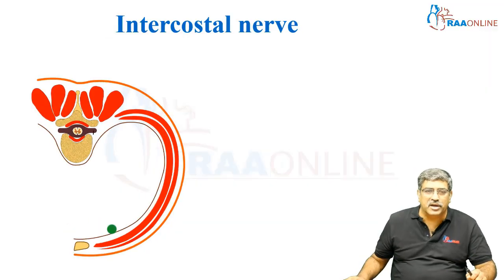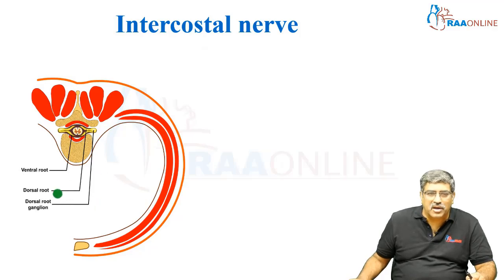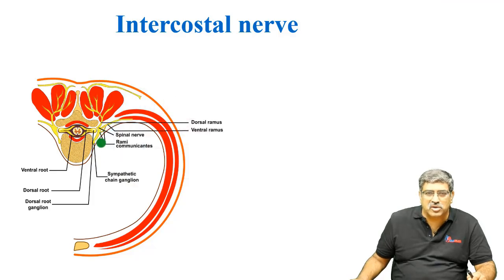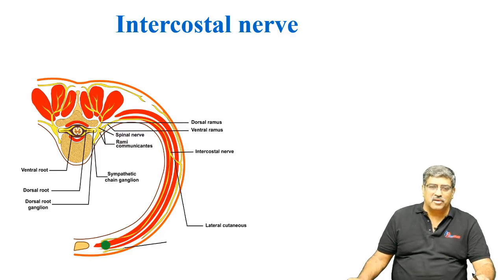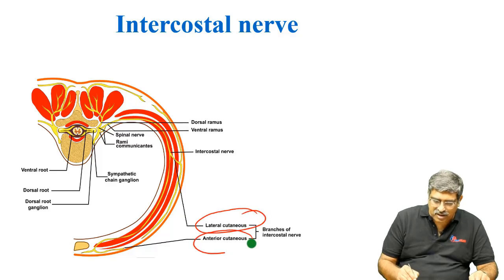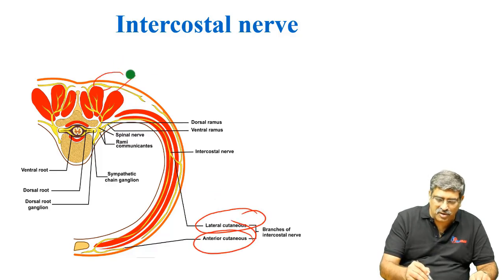Now coming to the intercostal nerve, here you have the ventral and dorsal root which joins to become the spinal nerve, and the spinal nerve divides into dorsal and ventral rami. The ventral rami continues as the intercostal nerve, and this intercostal nerve divides into lateral cutaneous nerve and the anterior cutaneous nerve. Okay, here you have lateral cutaneous, anterior cutaneous and the dorsal ramus which continues as the posterior cutaneous nerve.